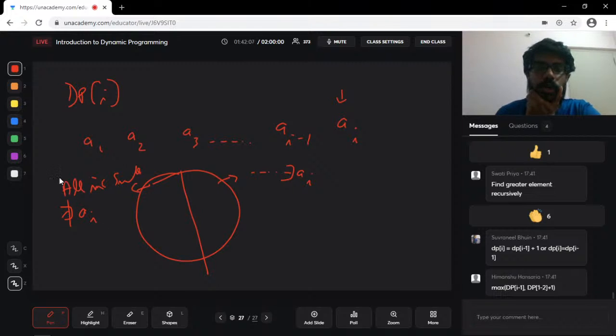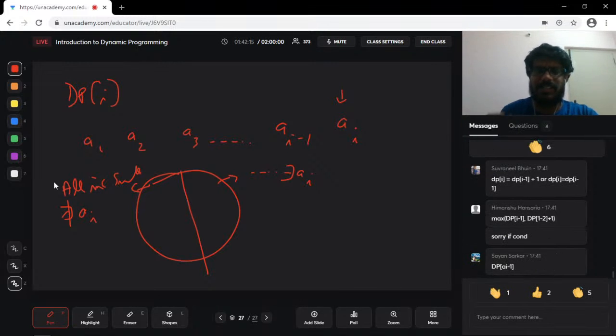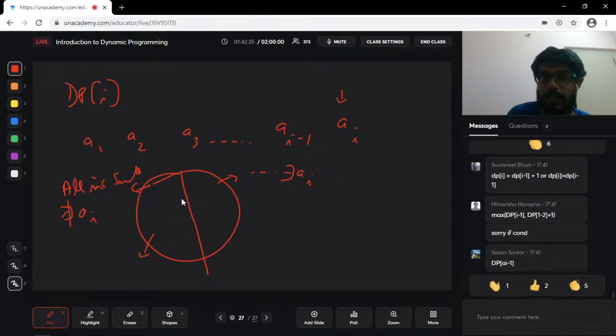And now what happens with this bag? This bag has all the increasing subsequences which don't have AI. And is it obvious that that is just all increasing subsequences of A1 to AI minus 1, which is nothing but dp I minus 1, right? So the maximum length here, this bag is actually identical to the bag we saw in dp I minus 1. So the maximum length here is nothing but dp of I minus 1.